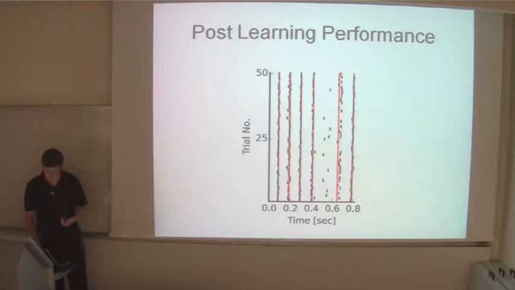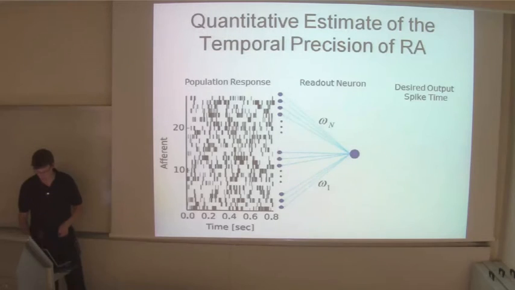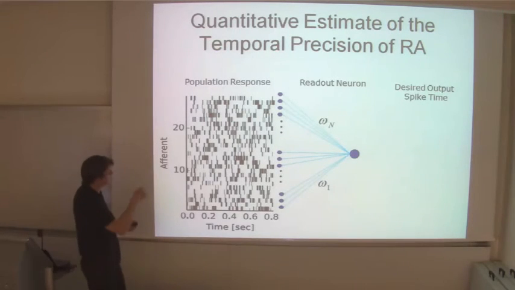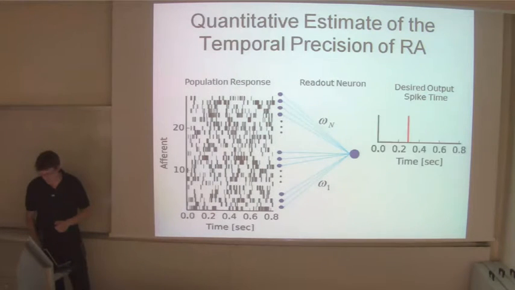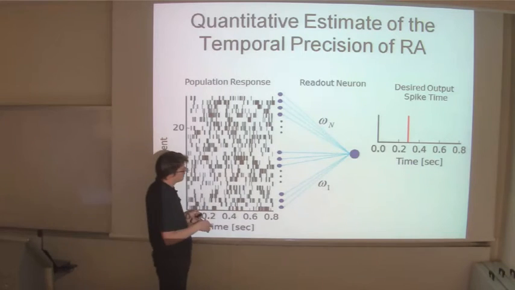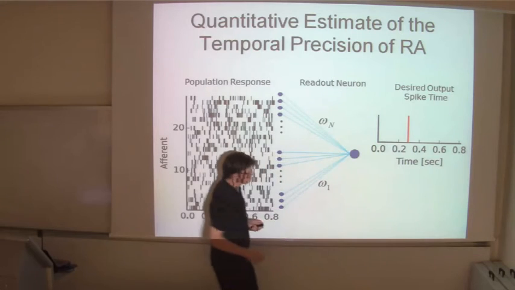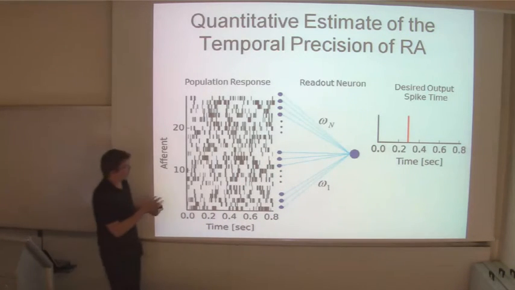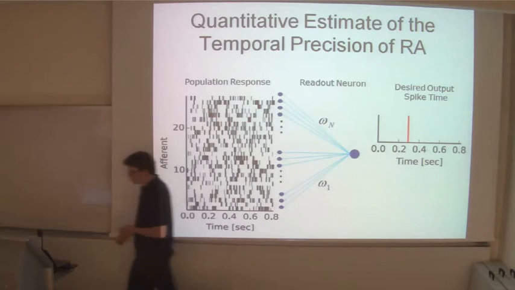Then we wanted to see quantitatively what we can say about this activity of the RA neurons. So we want to estimate how precisely time is represented in the activity of RA neurons. To do that, what we do is the following. Let's say now we have a different task. Instead of asking the neuron to spike at different times, we choose one random time inside the song for the neuron to spike. And of course, the performance of the neuron will depend on this tolerance, how accurate we want the output spikes to be.